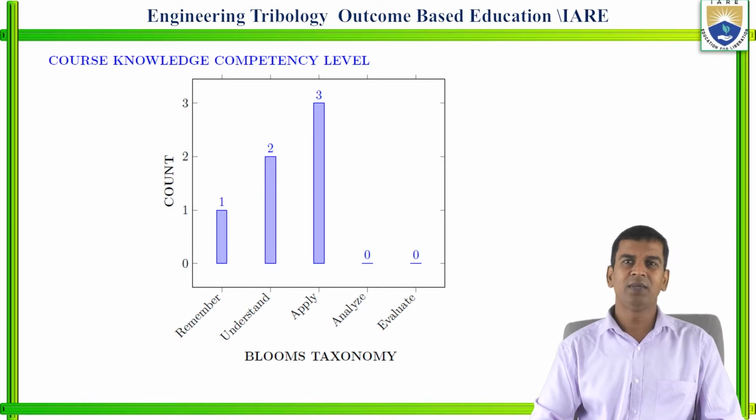So you can see from the graph, remember is counted for 1, understand is counted for 2, and apply is counted for the third level, because this is a fifth semester subject. We won't have the analyze or evaluate levels of Bloom's taxonomy.